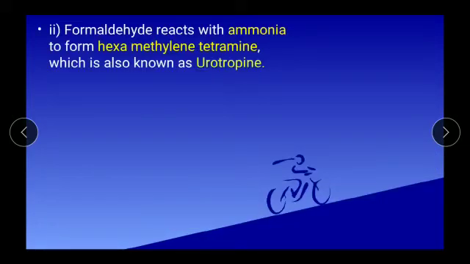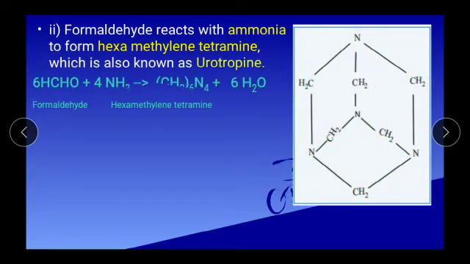Now we are going to see the chemical reaction of formaldehyde with ammonia. Formaldehyde reacts with ammonia to form hexamethylene tetramine. It is also known as urotropine. Let us move to the chemical reaction. We take 6 formaldehyde and 4 ammonia. We get hexamethylene tetramine, (CH2)6N4, and 6 water molecules.